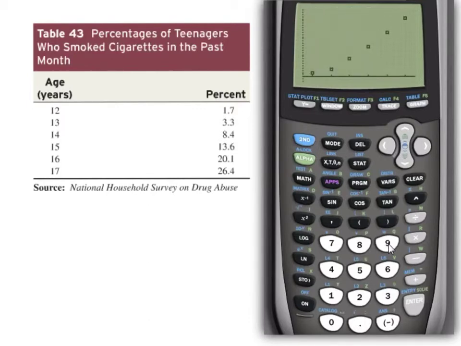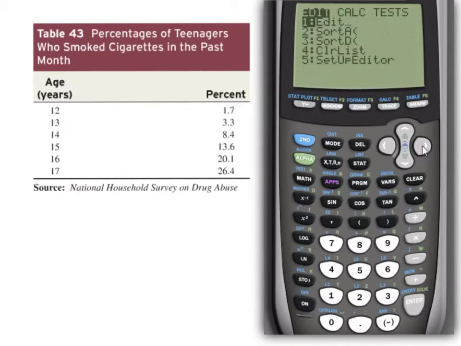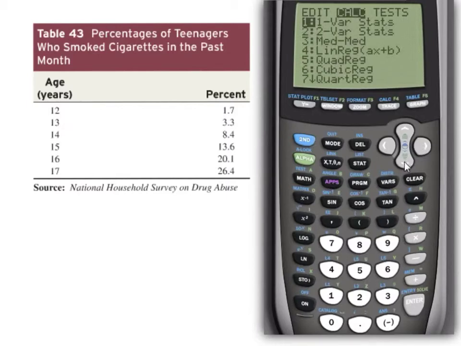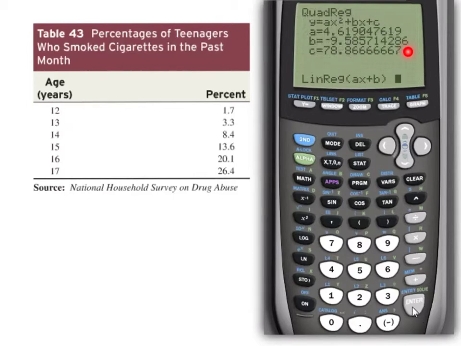And you can see the points follow pretty well along a straight line here. So it looks like it could be linear, although there is a little bit of curve, especially at the beginning here. I'm going to start by doing a linear regression. So that's this one right here, linear regression, ax plus b. And I'm going to store that answer into Y1.